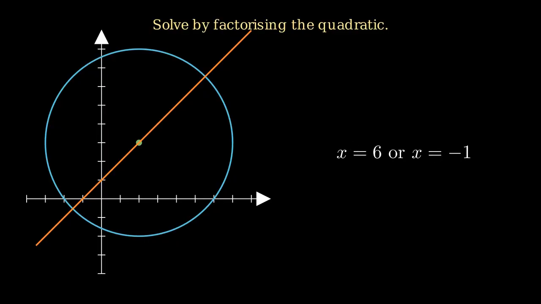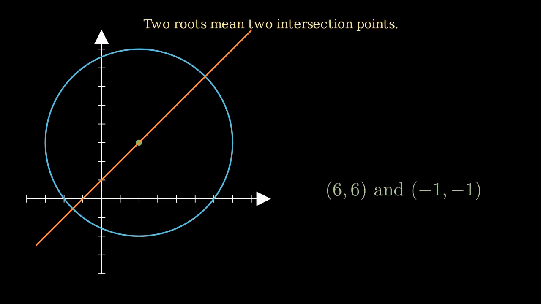Before we solve it, a quick guess. Do you think this line cuts straight through the circle at 2 points, or just grazes it at 1? Let's solve and find out.